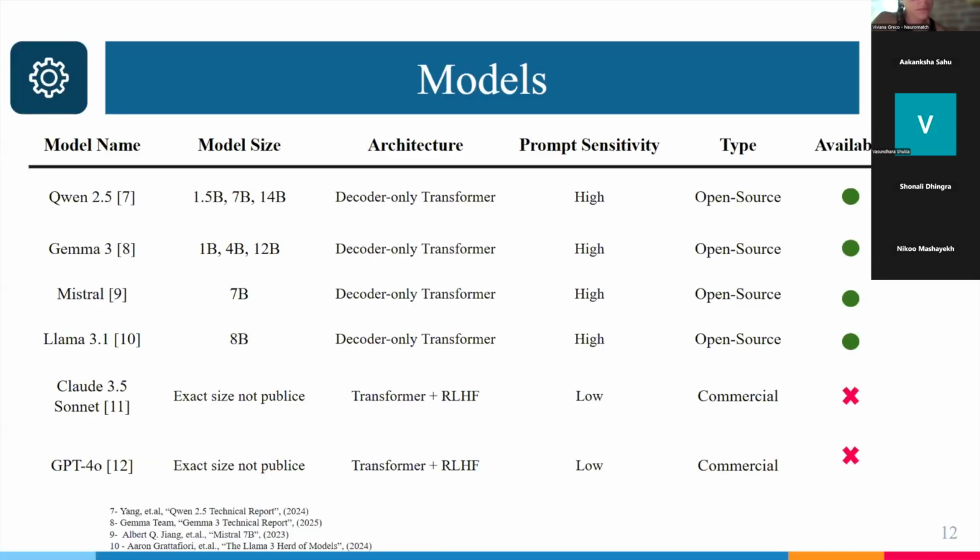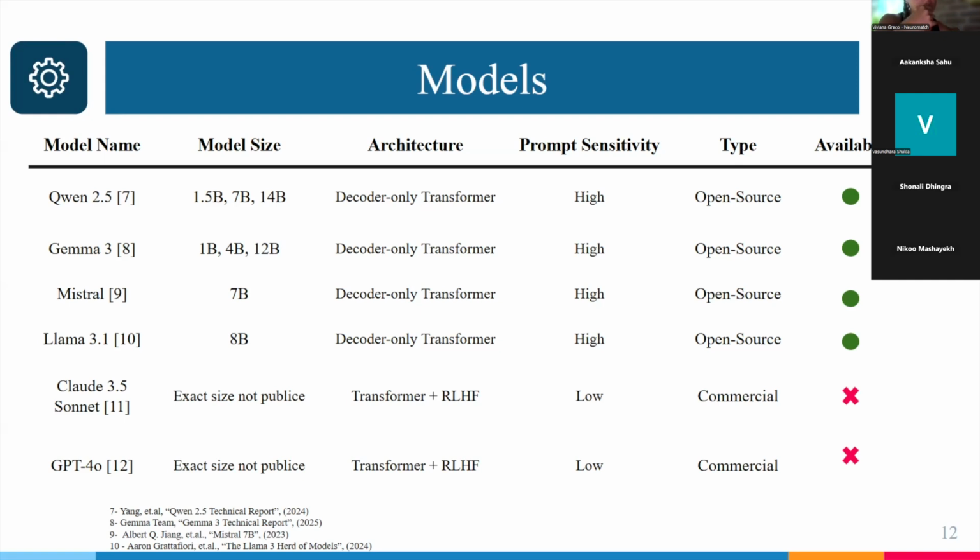To evaluate the prompt strategies, we tested several open source and commercial models, which are shown in this table, as you can see. Primarily, we experimented with Llama version 3.1 and Mistral in an initial experimental phase. Additionally, we experimented with Gemma version 3 and Qwen version 2.5 due to the diverse model sizes they have. For our study, we use model sizes 1.5 billion, 7 billion, and 14 billion parameters for Qwen version 2.5, and model sizes 1 billion, 4 billion, and 12 billion parameters for Gemma 3.